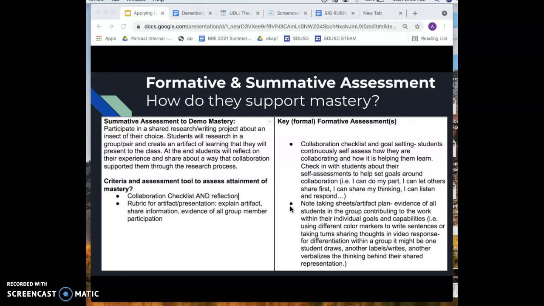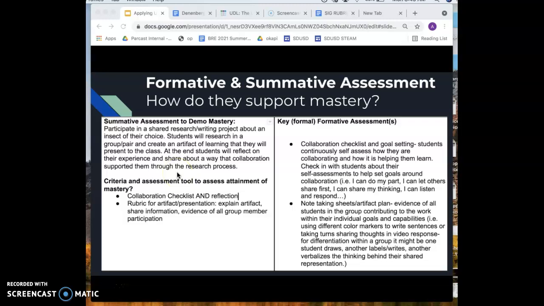That's just looking for different handwriting or ensuring that we hear ideas from both students if they're doing it verbally. Maybe they are working in different colors if they're working in a Google Doc or on their LMS, to show that everyone is contributing. And again, that supports the mastery of shared research as they are creating meaning together. The summative assessment is all of these components together: the note-taking sheets, the collaboration checklist, and all of that coming together as students create an artifact.